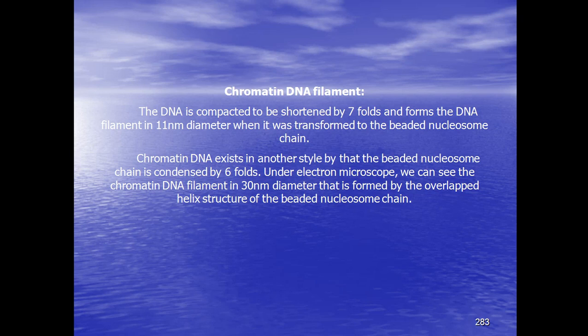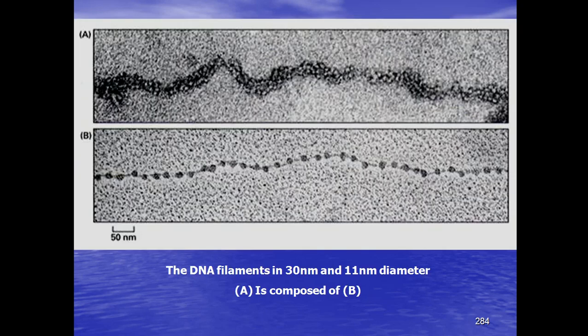And there is one nucleosome. Actually, we can see the chromatin DNA filament in 30 nm diameter, but this is only 11 nm diameter, a helical structure of a beaded nucleosome. So the nucleosome appears like this. It is known as beads on a string also. If you make a chain using beads, DNA filament of 30 nm and 11 nm diameter. First one is the 30 nm DNA filament, and this is the 11 nm. That is the nucleosome.